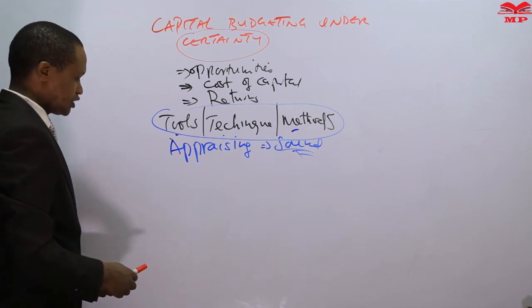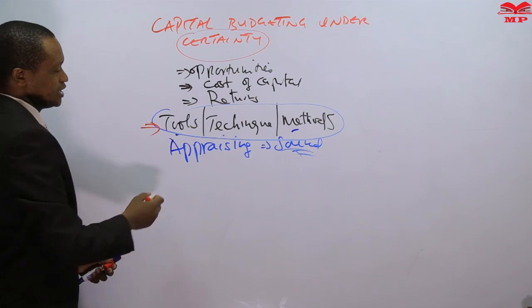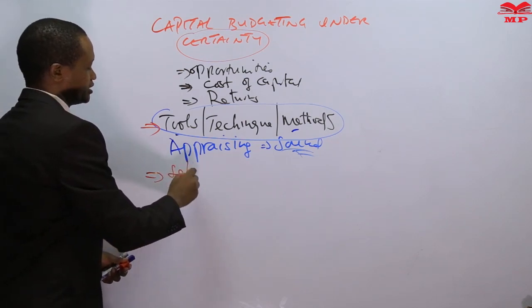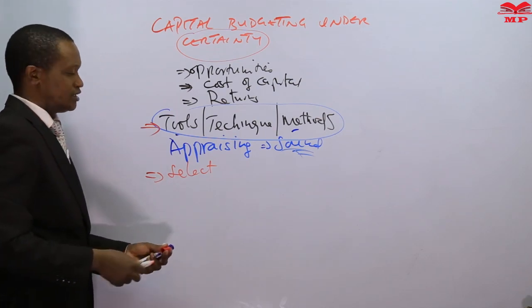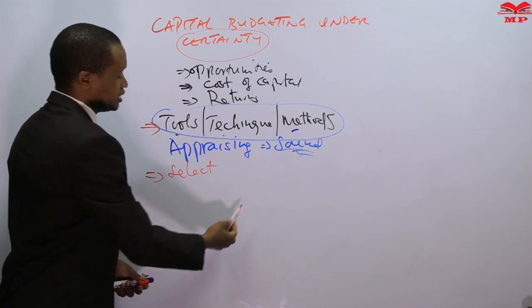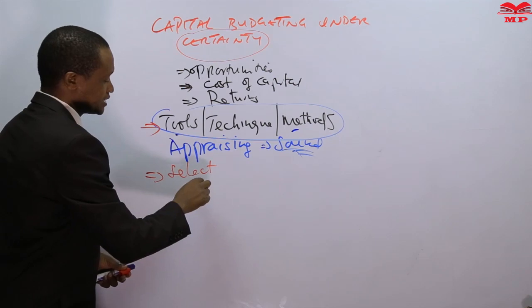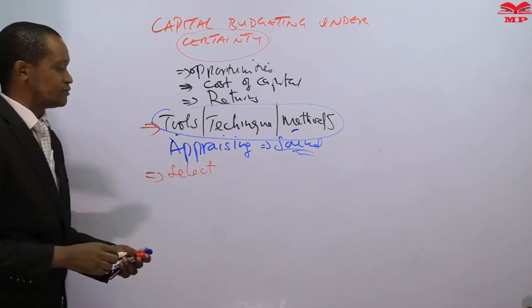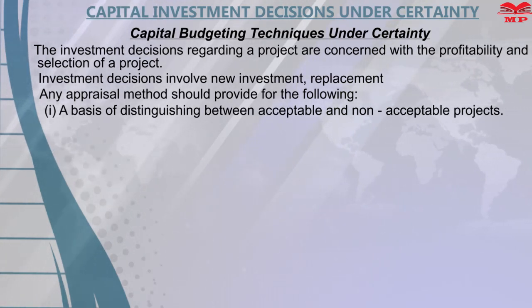So the technique to use should be one that enables you to select. There should be a selection criteria or a decision criteria that you need to base your decision on, of either accepting or rejecting a project. So there should be a basis of distinguishing between acceptable and non-acceptable projects.